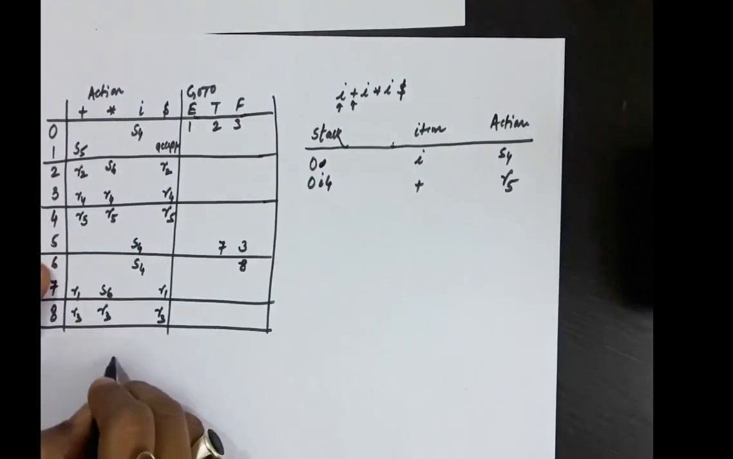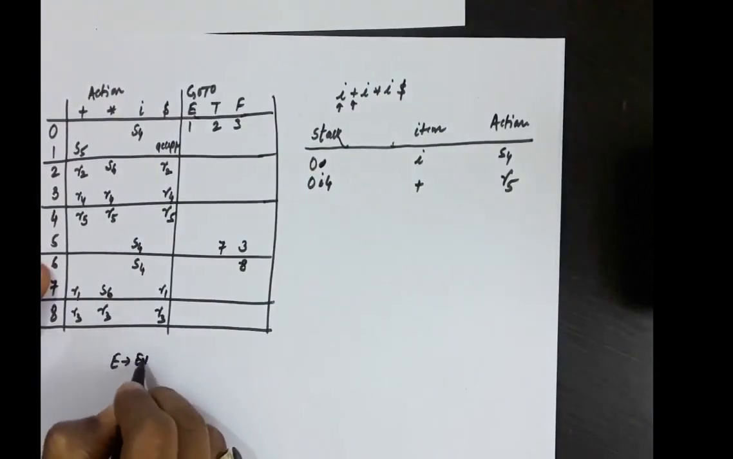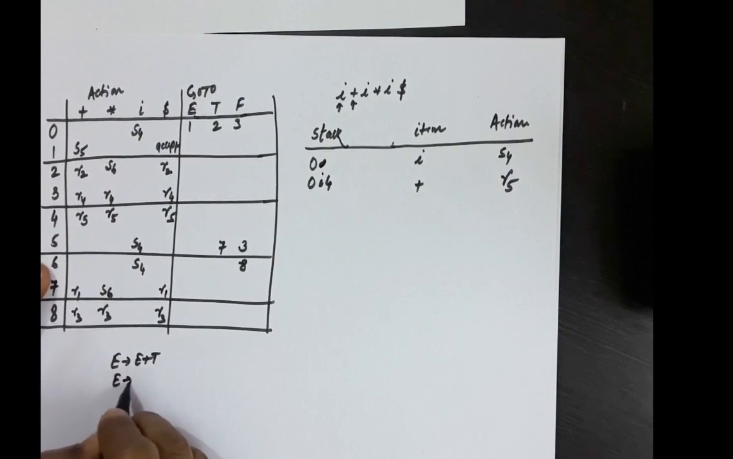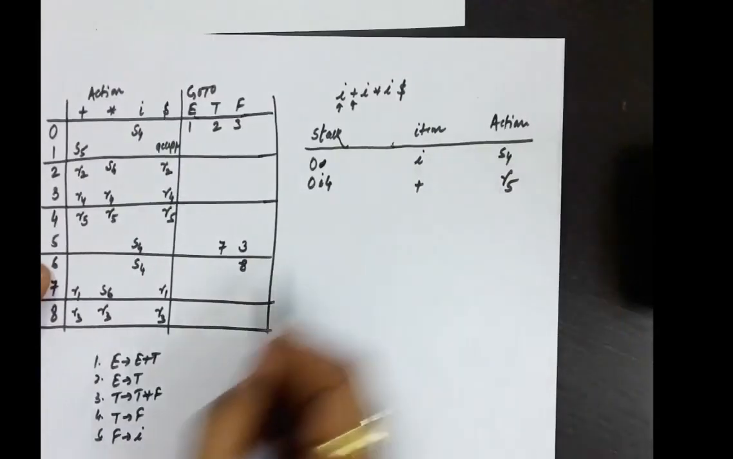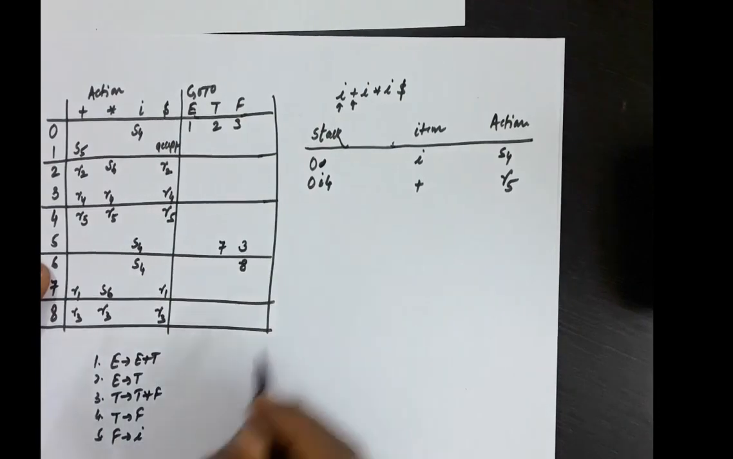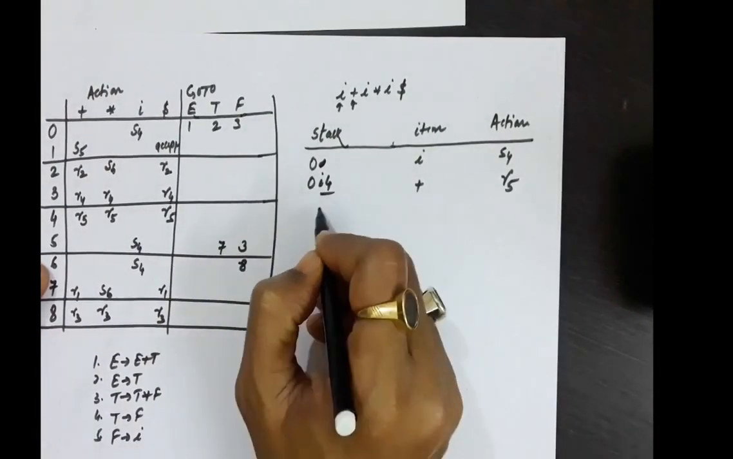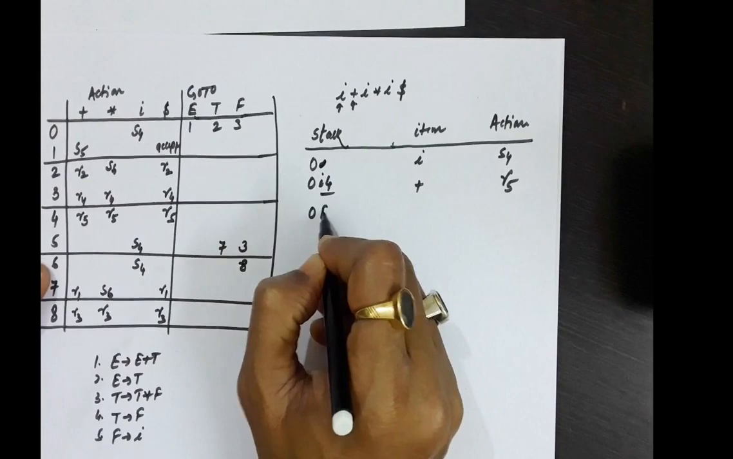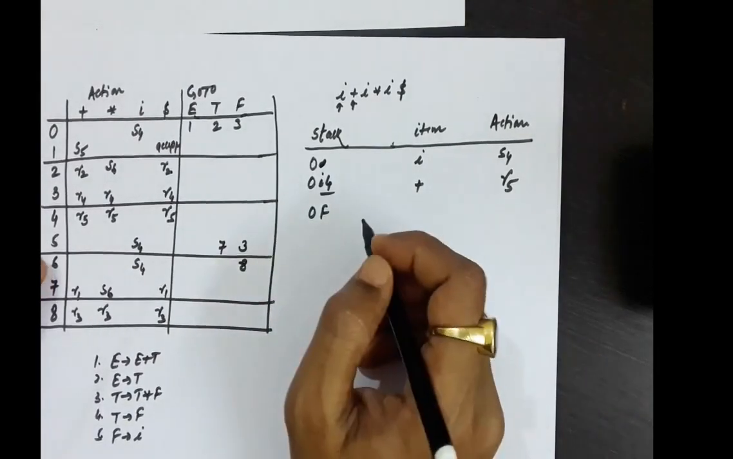We may write all this production again here. E produces E plus T. E produces T. T produces T star F. And T produces F. And F produces I. So production numbers are here. Here you have to perform R5, means according to F produces I. So two symbols on the stack will be replaced by the left hand side of the production, that is F.